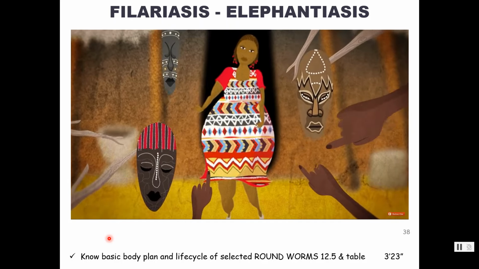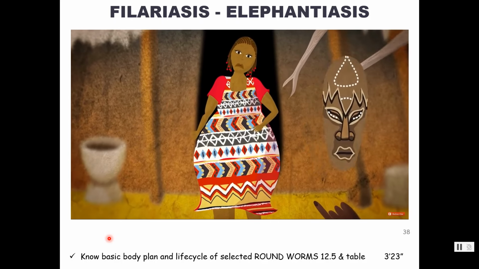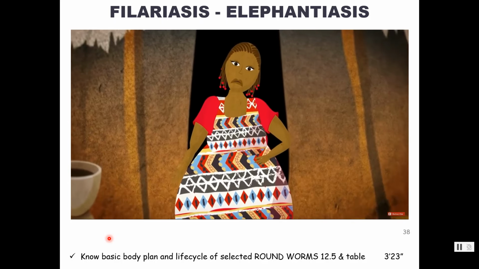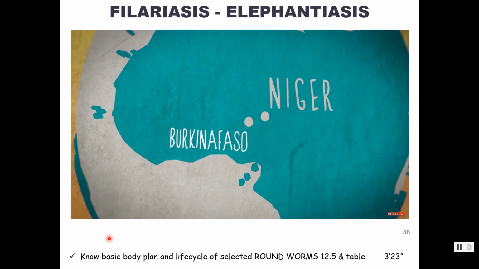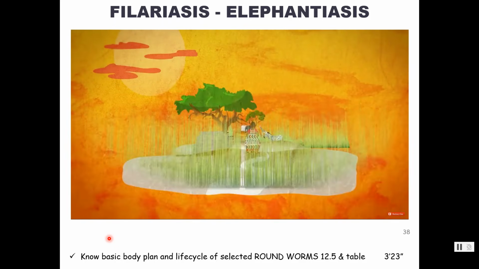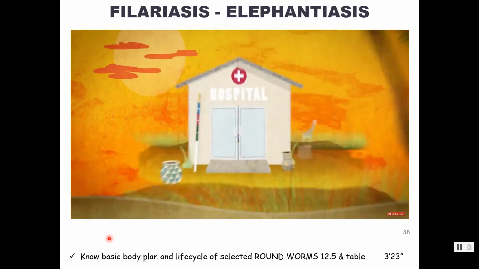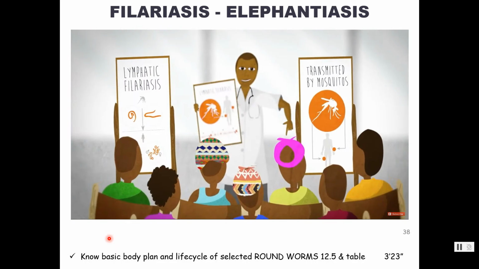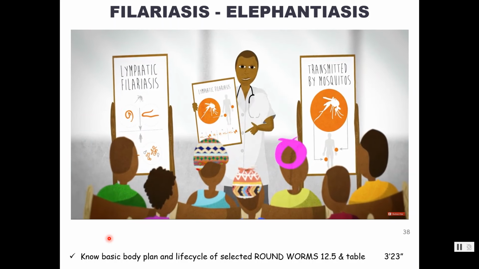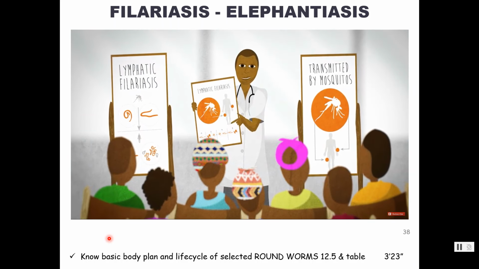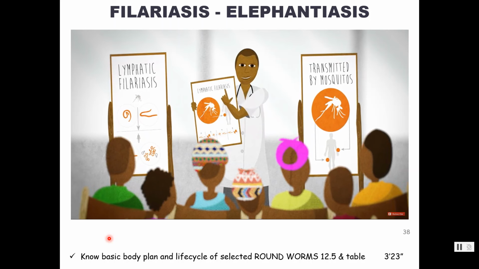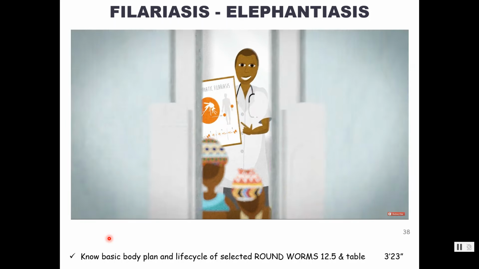People shunned her, accusing her family of witchcraft, and Jetta did not know where to turn. In neighboring Burkina Faso, hope was in sight. Jetta's brother had learned of a program helping people like her. It was there she discovered her condition wasn't down to witchcraft. She had in fact contracted lymphatic filariasis, a parasitic disease transmitted across Africa by mosquitoes.